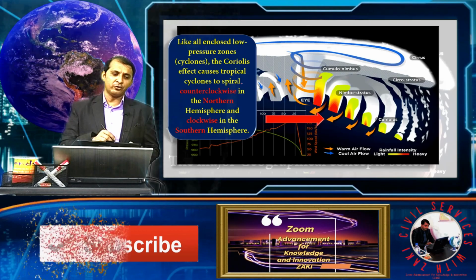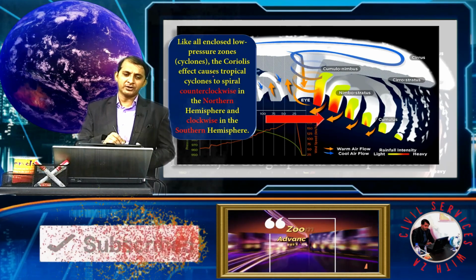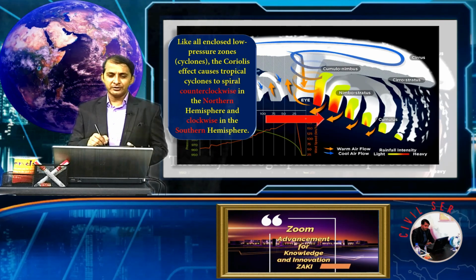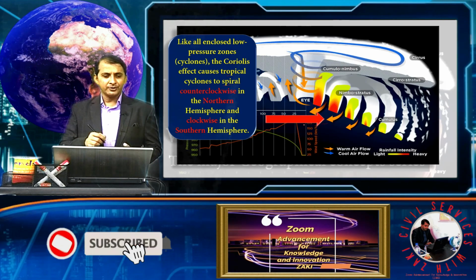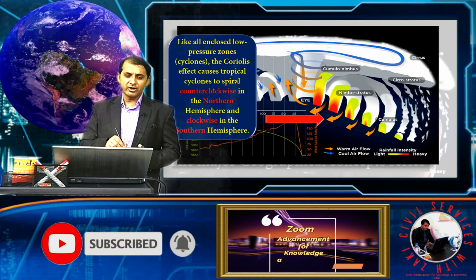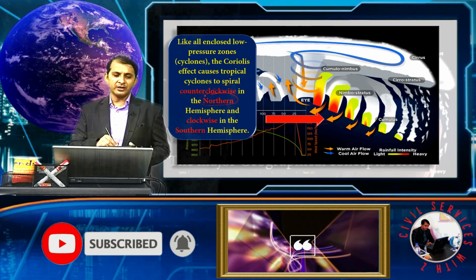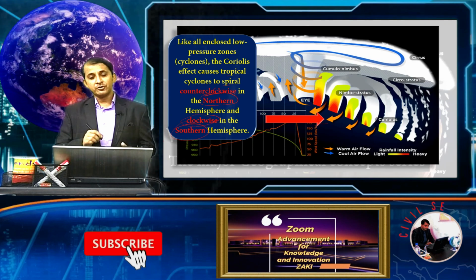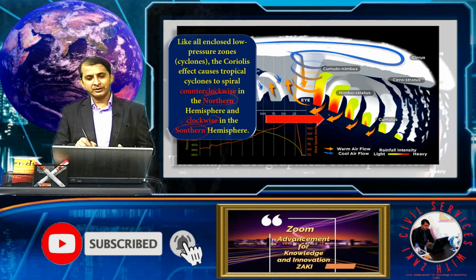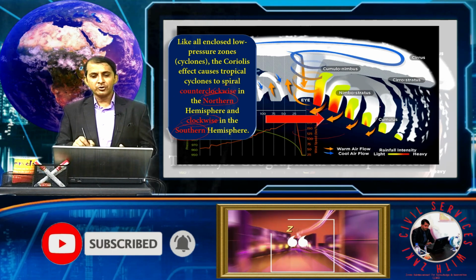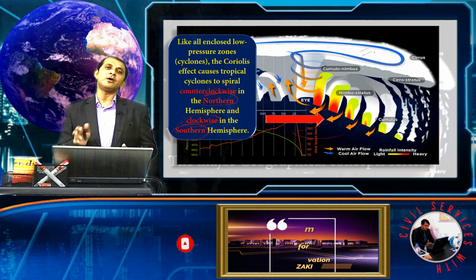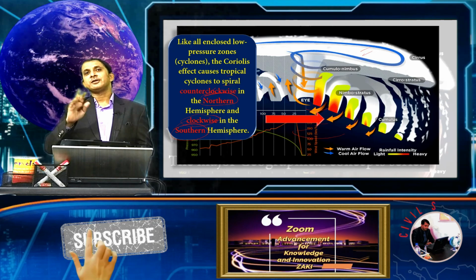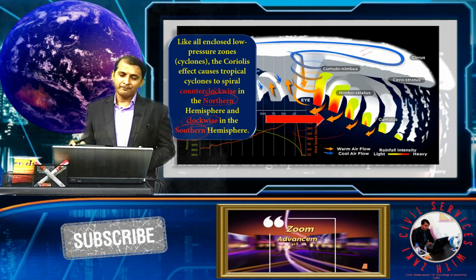Like all enclosed low pressure areas, the Coriolis effect causes a tropical cyclone to spiral. This type of spiral wind is basically anti-clockwise in the northern hemisphere and clockwise in the southern hemisphere. So if you see here, it is rotating clockwise, which means this cyclone is formed in the southern hemisphere, and anti-clockwise in the northern hemisphere.